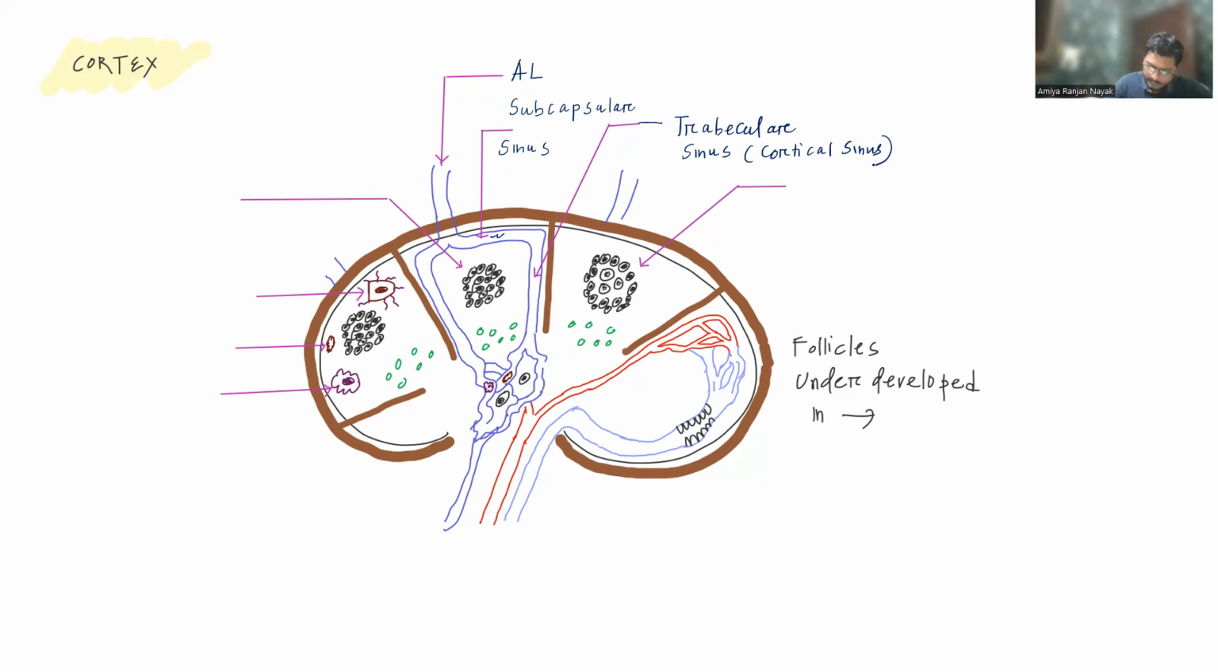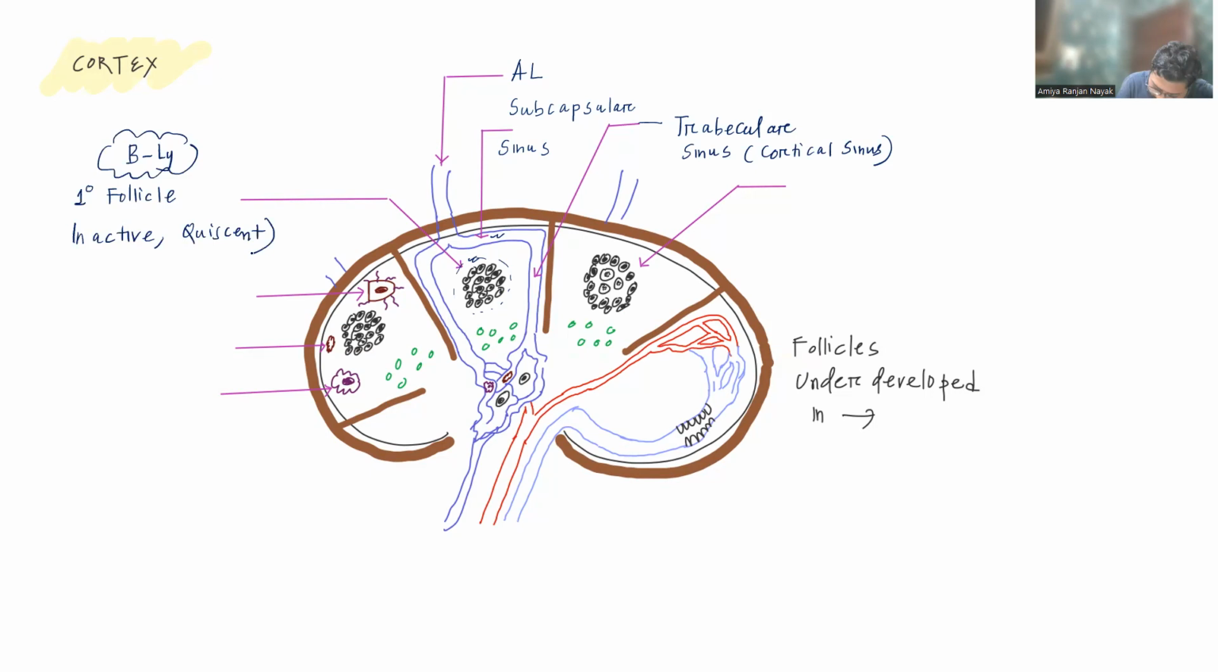Basically, follicles, as I told you, are composed of B lymphocytes. Follicles are divided into primary follicles and secondary follicles. If you see this follicle, this is a primary follicle. Follicles are made up of B lymphocytes. Why is it a primary follicle? Because it is inactive, or you can say quiescent.